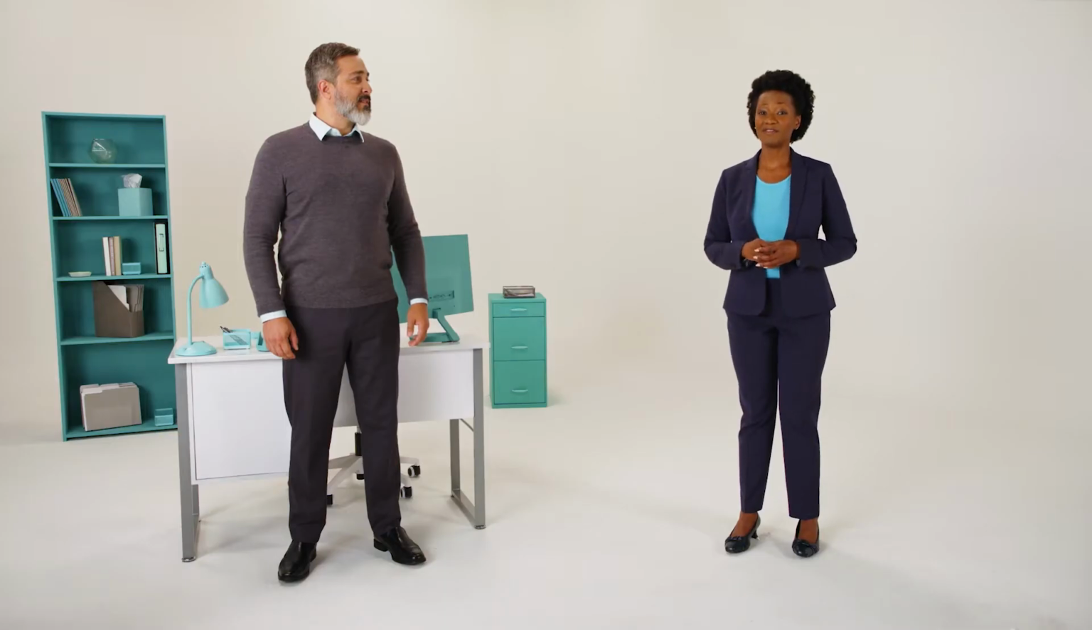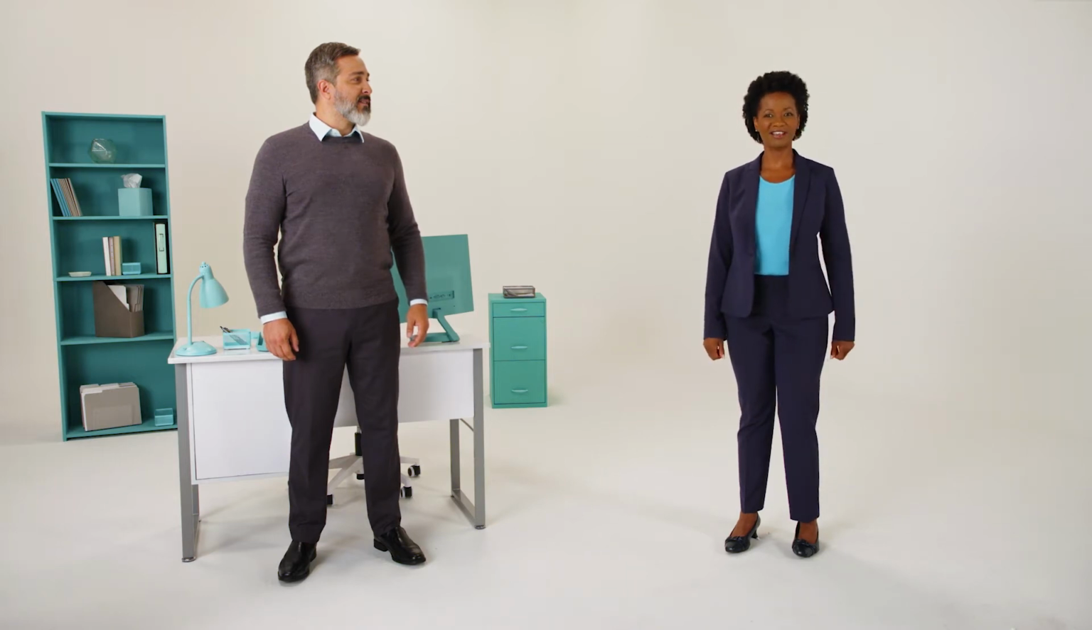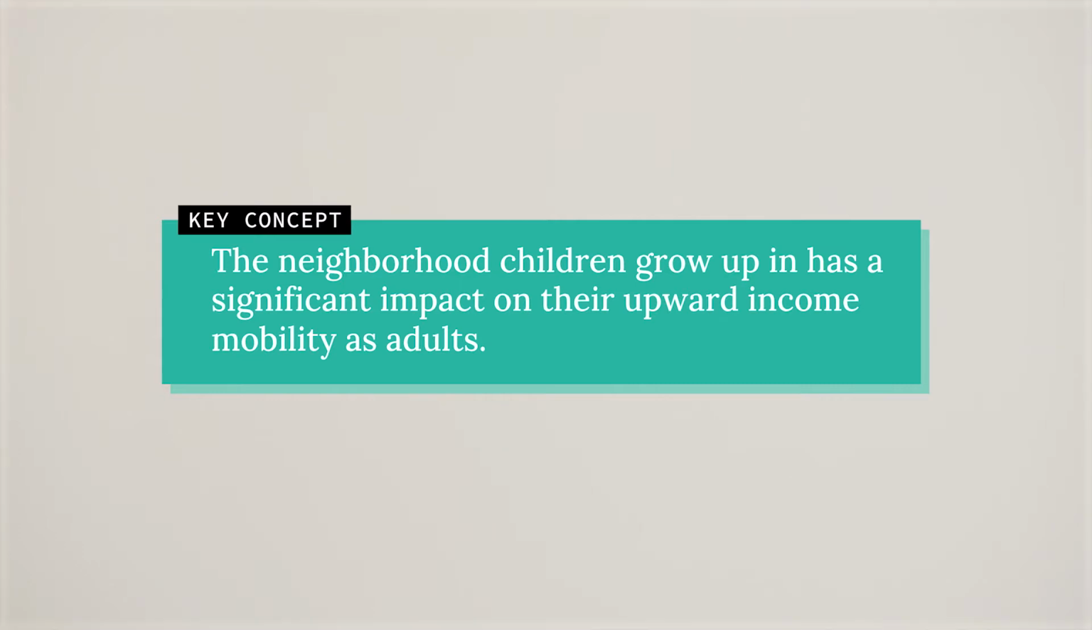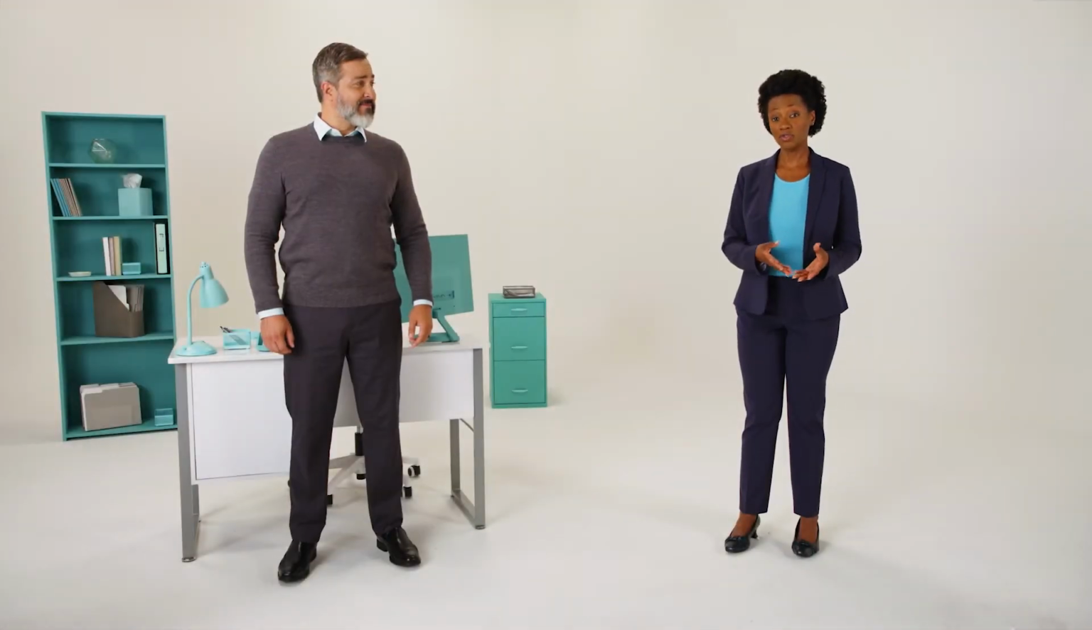But before we dive in, let's revisit the big idea behind our research one more time. Oh, I know this. The neighborhood that children grow up in has a significant impact on their upward income mobility as adults. Exactly. If a child from a low-income family grows up in a neighborhood with little upward income mobility, chances are that child's income as an adult will be significantly less than a child who grows up in a neighborhood with high upward income mobility.